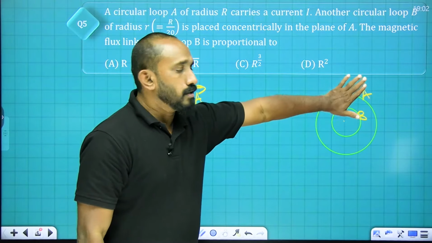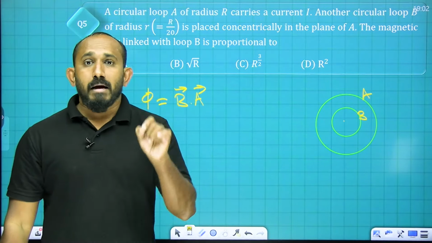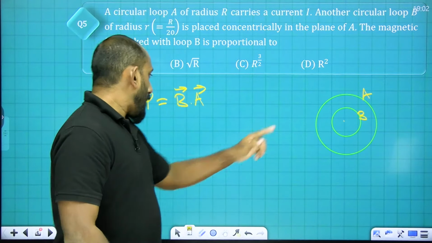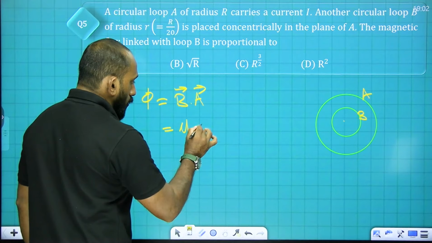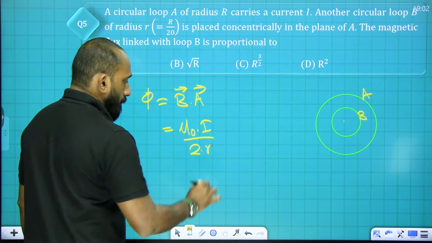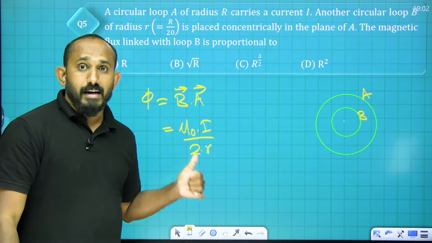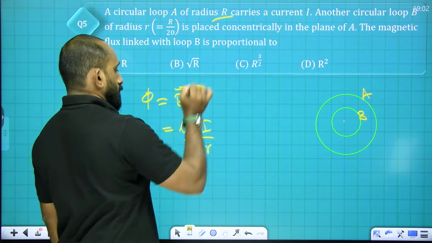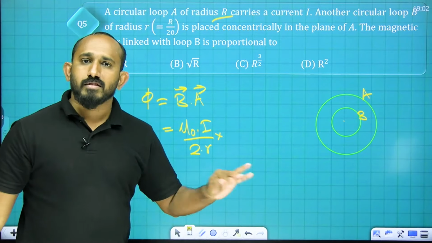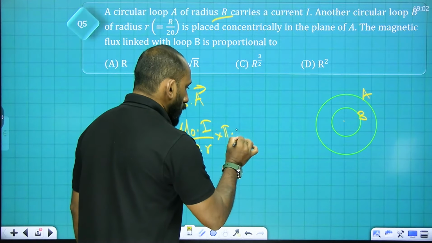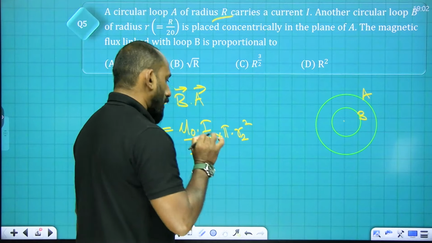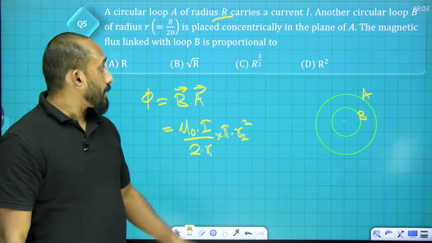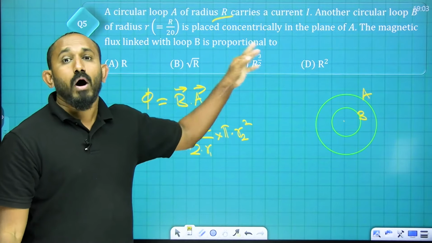Here loop B is in the magnetic field of A. You know the magnetic field produced at the center of a circular coil A is equal to mu 0 into I by 2R, where R is the radius of A, which is given, capital R, into A, the area of the second coil, that is pi into R2 square, R1 is here. So if you substitute the values here, easily you can get it.